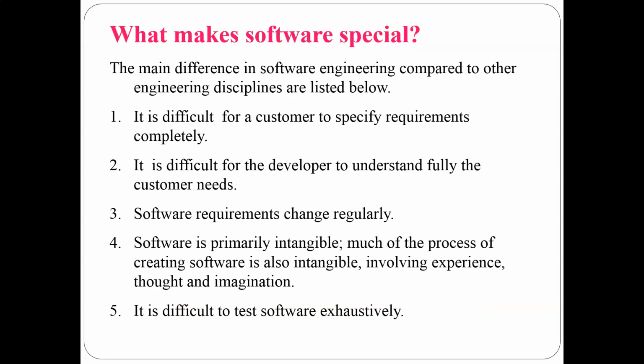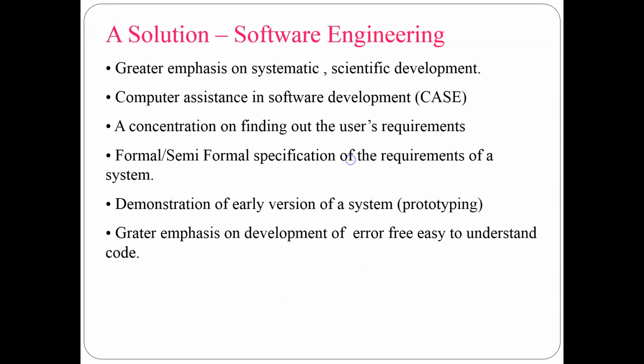Why is software special compared to other projects? For example, building a house. How does it differ? The main difference is that with software it is difficult for the customer to specify the requirements completely. It is also difficult on the developer's side to understand what the customer wants. The customer requirements also change regularly. And it is intangible while other projects are tangible, and testing is very exhaustive and very difficult.